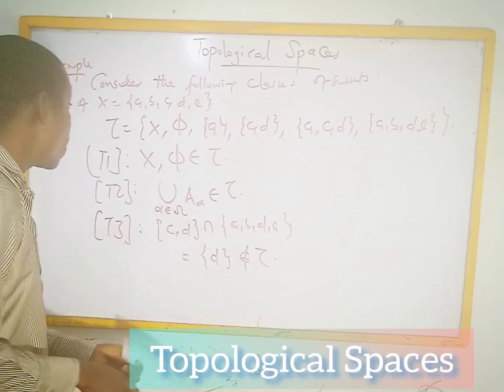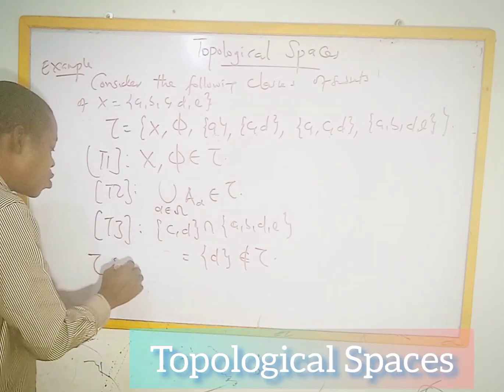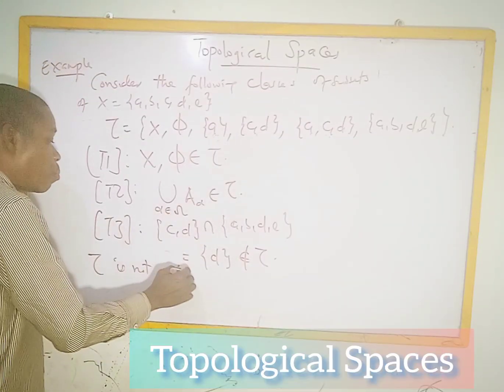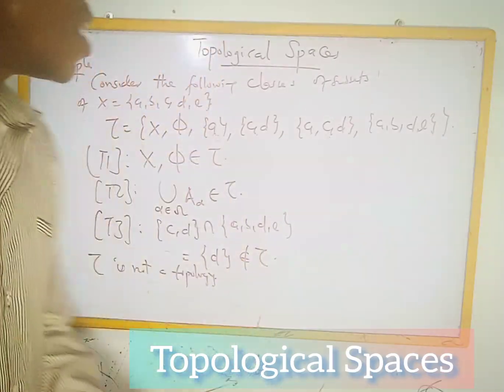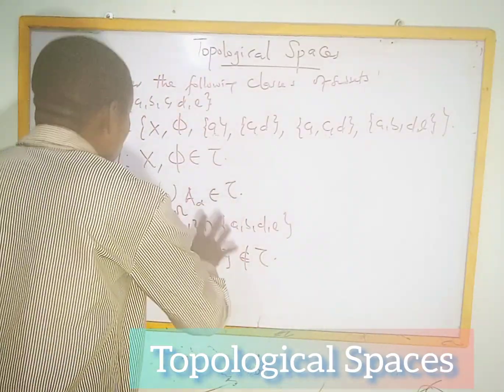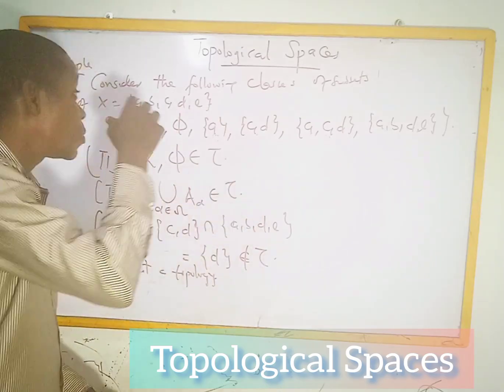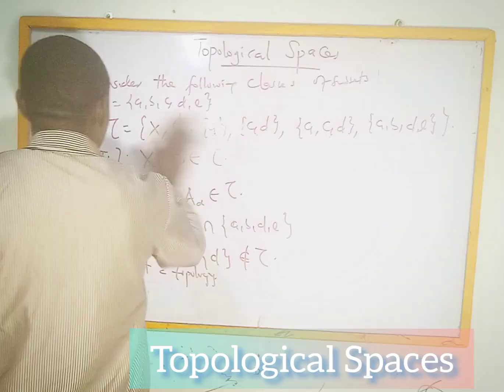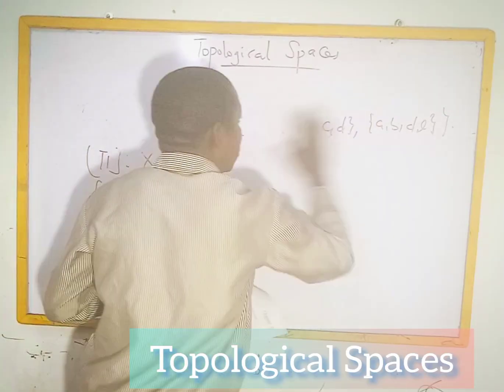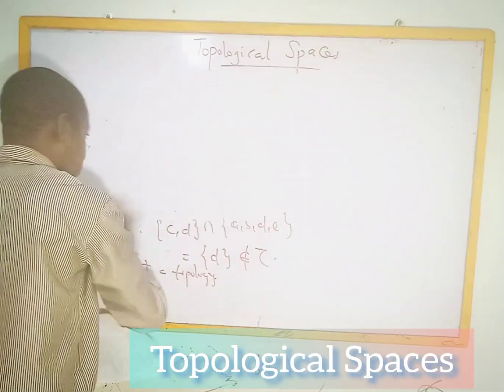So therefore, this tau is not a topology. It's not a topology. That is how we can show that these are not topologies, and all these cannot be open sets. So now let's proceed to what we have been discussing so far.